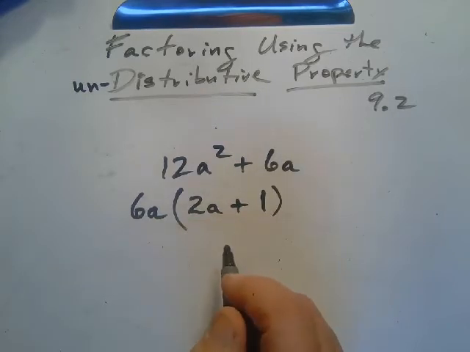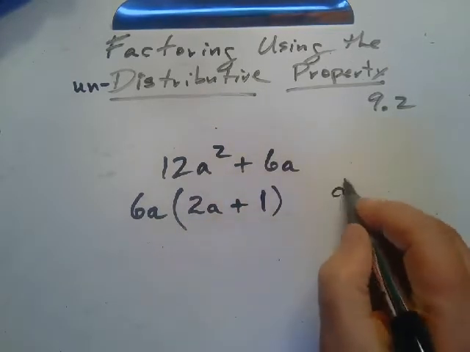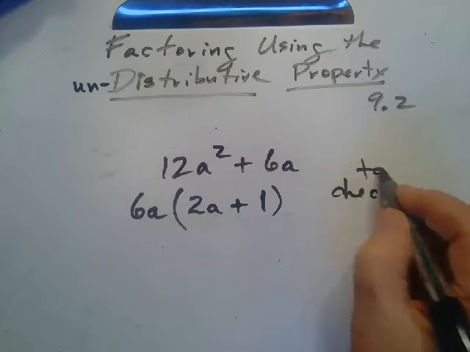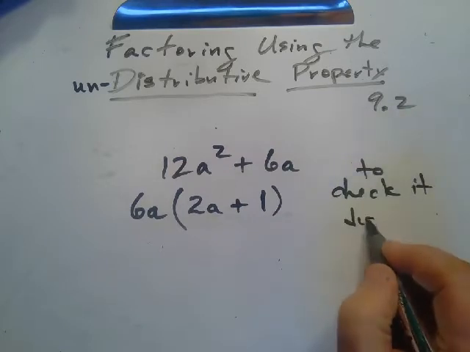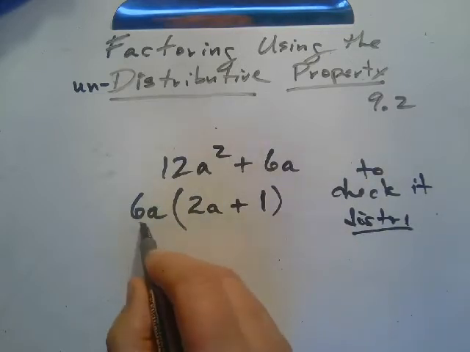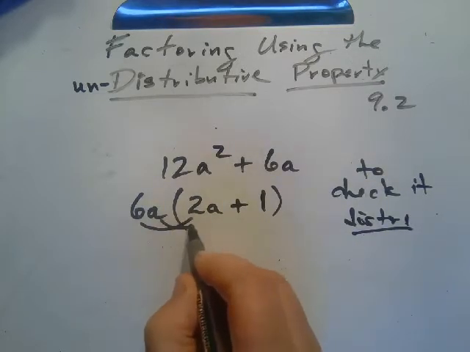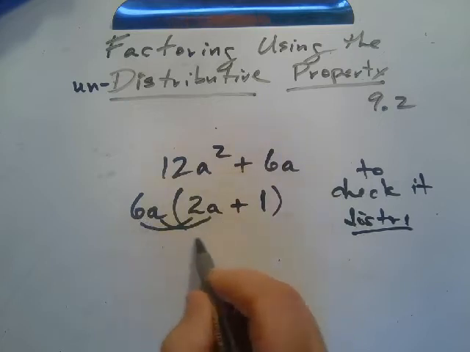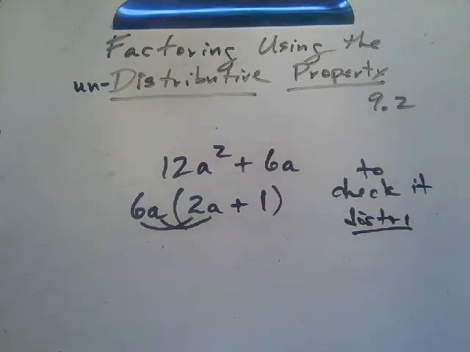So how do I know if I did this right? Well, to check it, you're going to have to distribute. Okay, so we're going to distribute to check this. There's 12a squared, that's right, and 6a. There you go. So you can check these quickly by distributing. Let's try a little harder one.